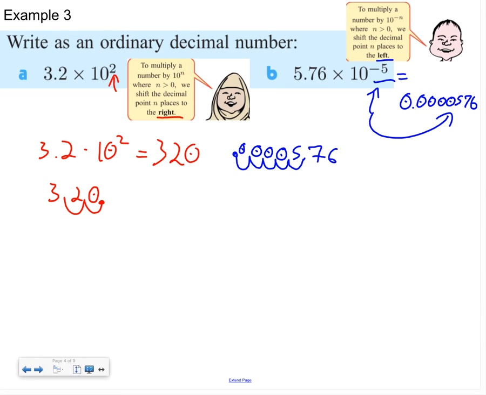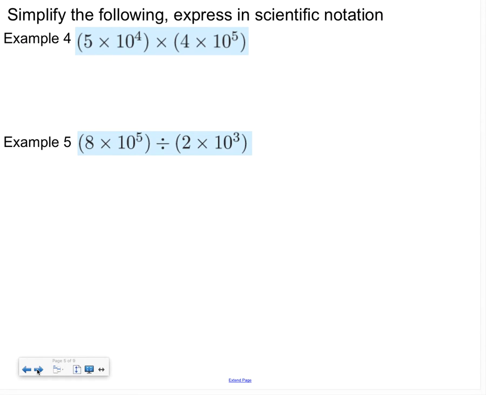All right, moving forward to example 4 and 5. As we're doing our multiplication and division of scientific notation, we can break things down into parts that might be easier. So if we have 5 times 10 to the 4th times 4 times 10 to the 5th, I'm going to group my integers together and do 5 times 4. And then I'm also going to group my powers of 10 together, 10 to the 4th times 10 to the 5th. And I'm going to simplify that.